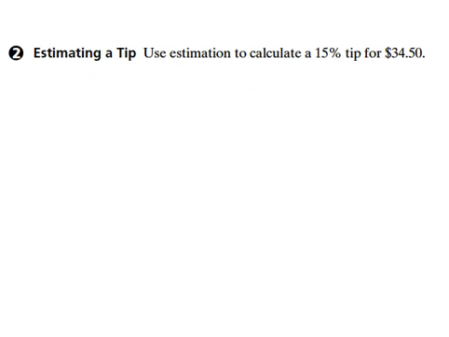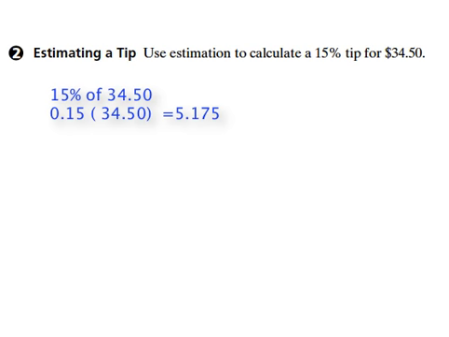Example 2, estimating a tip. We're not actually going to estimate to find the tip. We're just going to calculate 15% of $34.50. We need to change the 15% into a decimal, so 0.15 times $34.50. 0.15 times $34.50 is 5.175. Because tip is money, we can't have three numbers after the decimal point. So we're going to round this to $5.18.